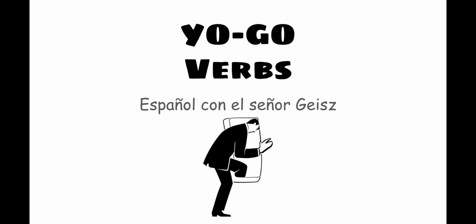In this video, we're going to be talking about yo-go verbs. And yo-go verbs are basically a small set of irregular verbs in present tense that when you conjugate them in the yo form, they all happen to end in go. There's not necessarily a specific different or special meaning for yo-go verbs. They just have a similar form.